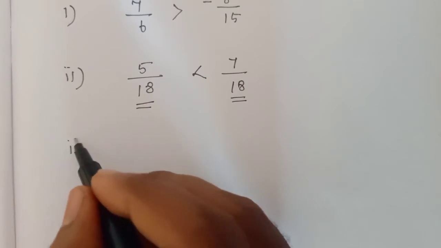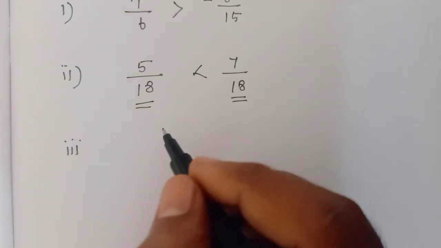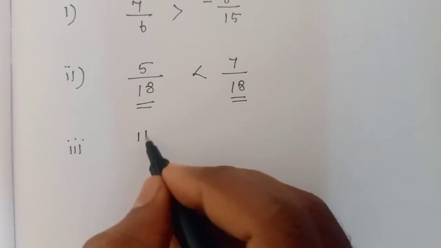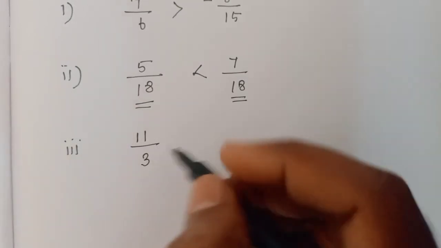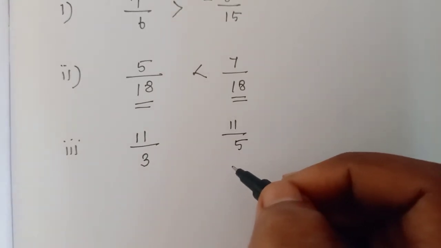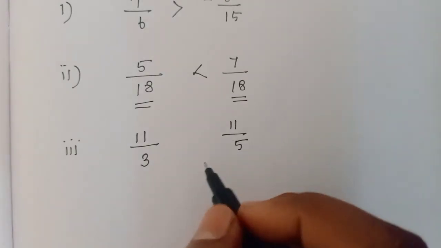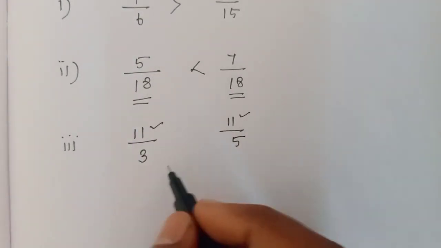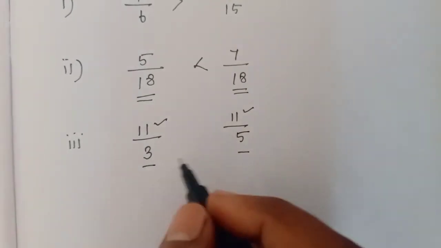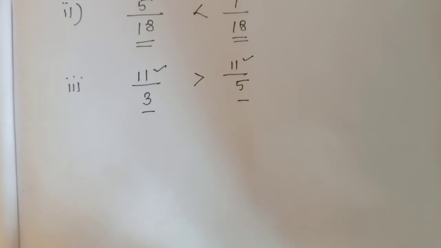Third case, suppose numerators equal, denominators different. That is equal numerator, different denominator. For example, 11 by 3 and 11 by 5. Here we compare the denominators. Whichever denominator is less, that number is greater. Here numerators are equal, denominators are 3 and 5. Which denominator is less? 3 is less, so 11 by 3 is greater.